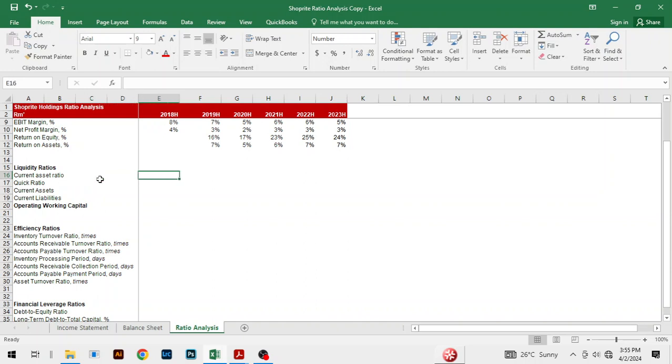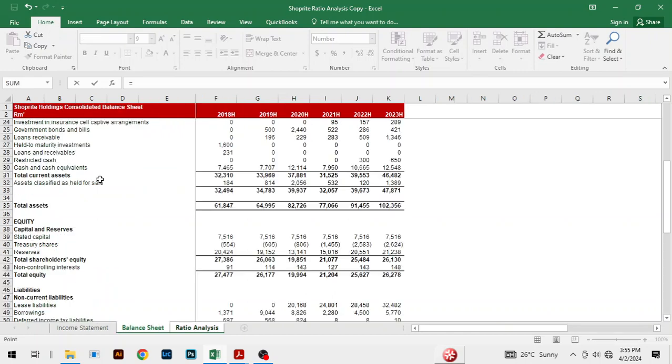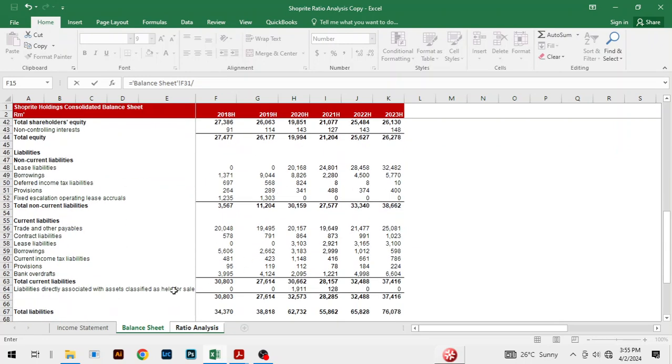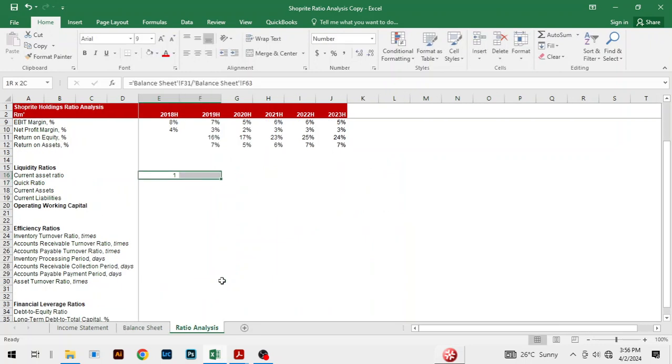So here what we are going to do is initiate the formula. We go to the balance sheet. These are balance sheet ratios, and here we are going to select this, divided by current liabilities, which are these, and then we copy that right through.